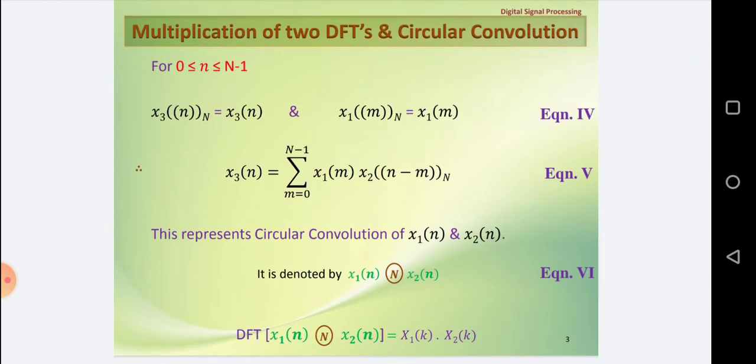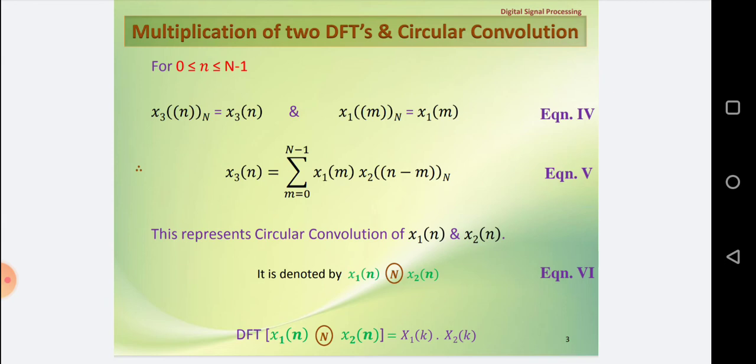For values of n from 0 to N minus 1, we can say x3 of n modulo N is equal to x3 of n, and x1 of m modulo N is equal to x1 of m. By replacing values, what we will get? x3 of n is equal to summation m equals 0 to N minus 1 of x1 of m multiplied by x2 of n minus m modulo N. Say it equation 5.